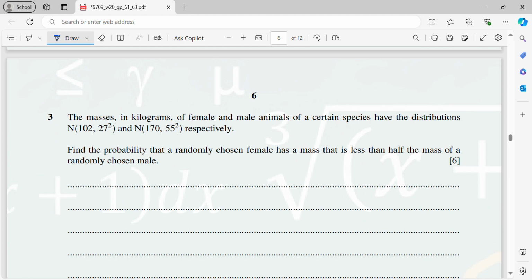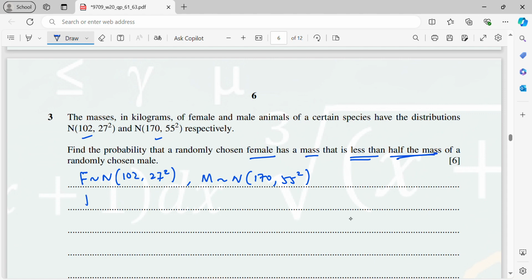Question number 3. The masses in kilograms of female and male animals of a certain species have normal distributions. Now find the probability that a randomly chosen female has a mass that is less than half the mass of a randomly chosen male. So I will write F to represent female, that is 102 for the mean and 27 squared for the variance. Then the male is M, 170 for the mean and 55 squared for the variance.